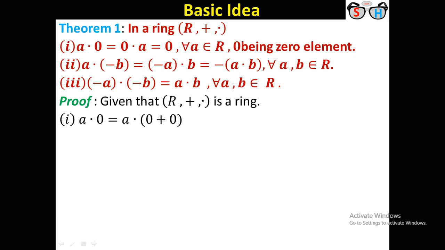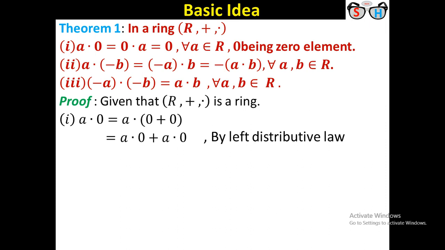Now here I use the distributive property, the distributive law. You know that a dot (b plus c) equals a dot b plus a dot c. This is the left distributive property, so this will be a dot 0 plus a dot 0 by the left distributive law. Now you see that small a is an element of R and 0 is also an element in R, the 0 element in R.